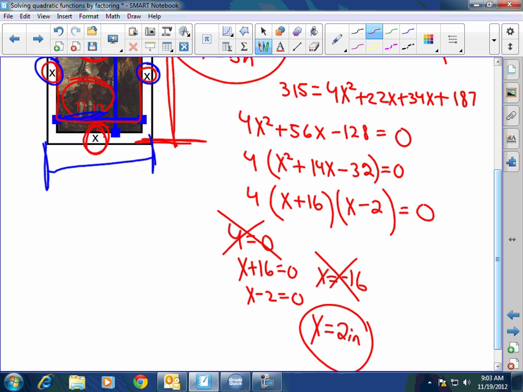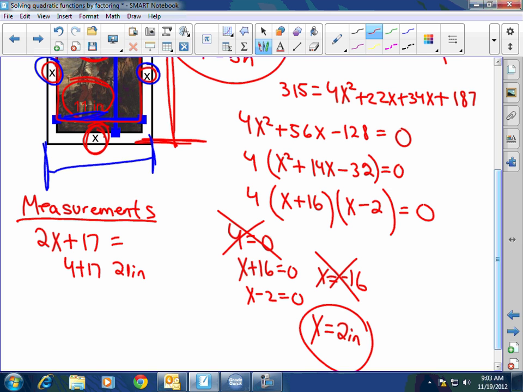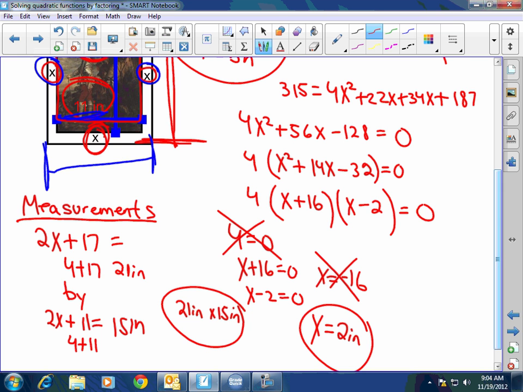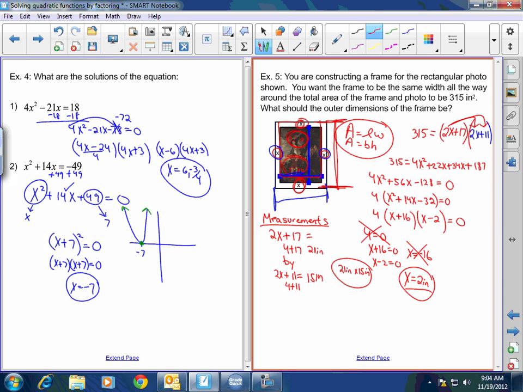2 inches. So now, what are the final measurements of the whole entire painting? Because they're asking for that. Think about it, guys. It's 2x plus 17, which is going to be 4 plus 17, which is 21 inches. By 2x plus 11, very good, equals 4 plus 11, which is 15 inches. So this painting is a 21-inch by 15-inch after you have put in the frame, and the frame width that you have to buy is 2 inches. That's math in real life.